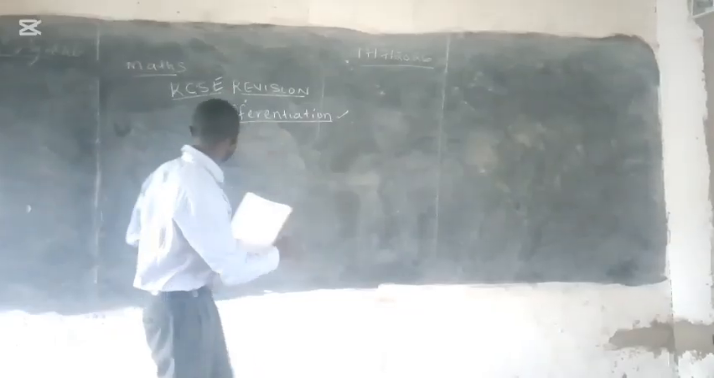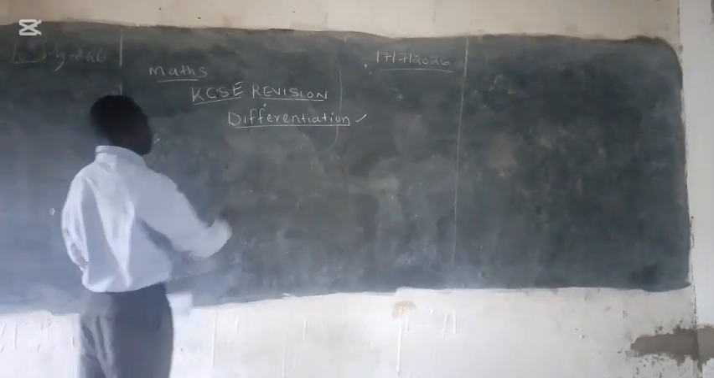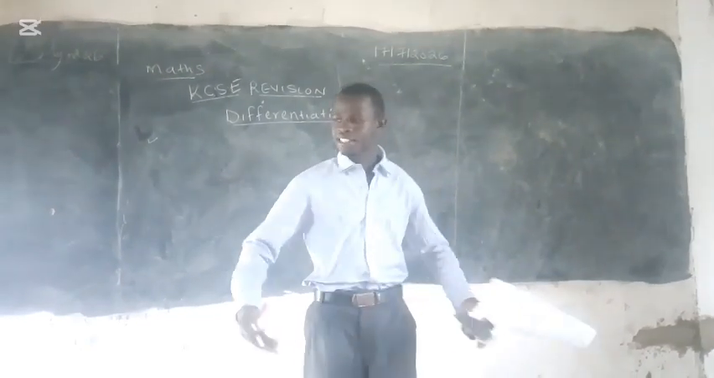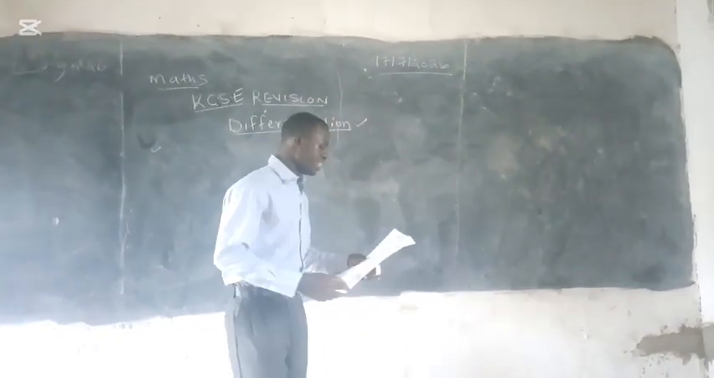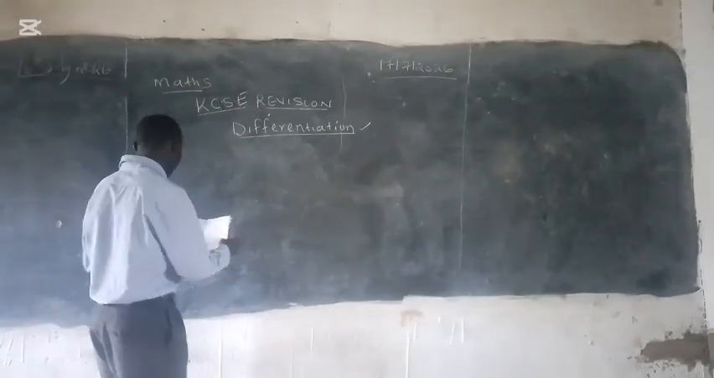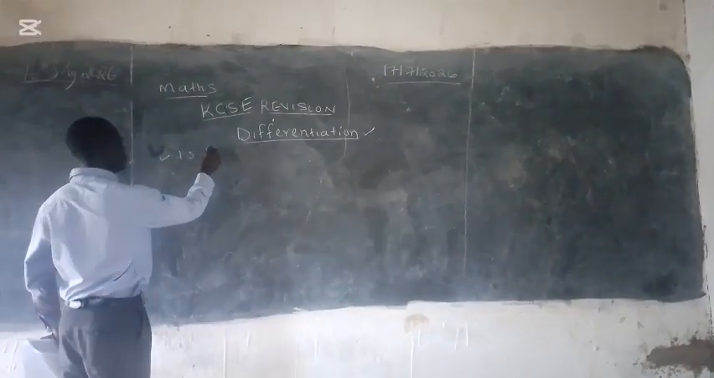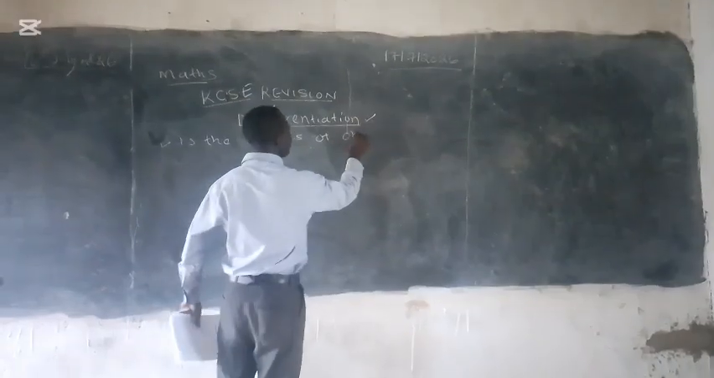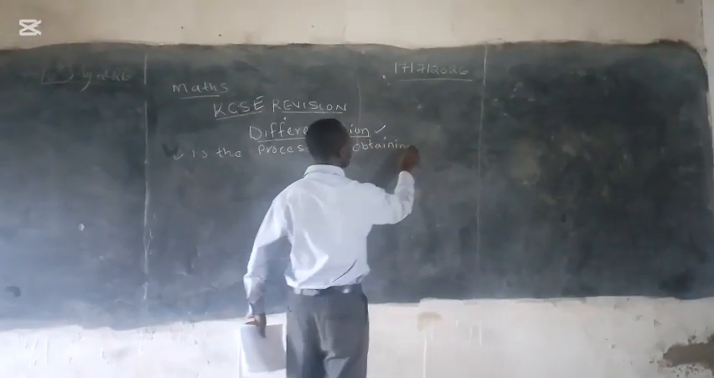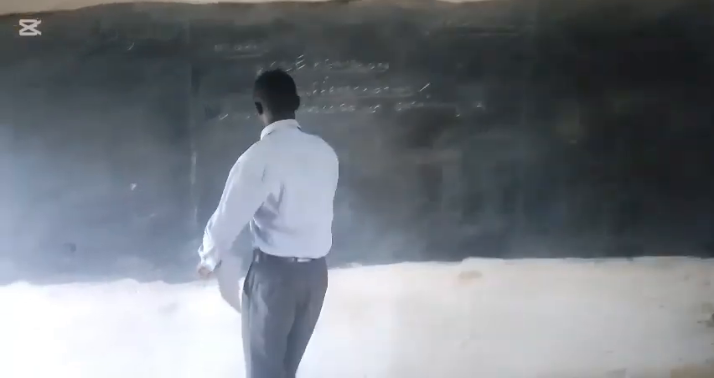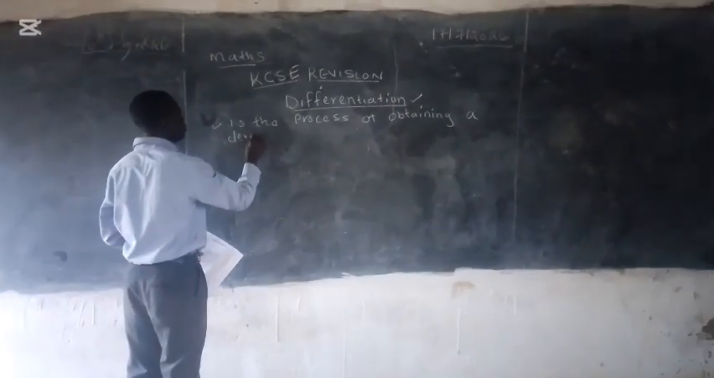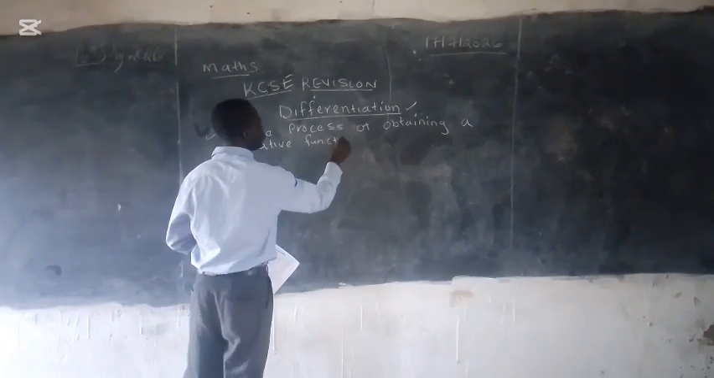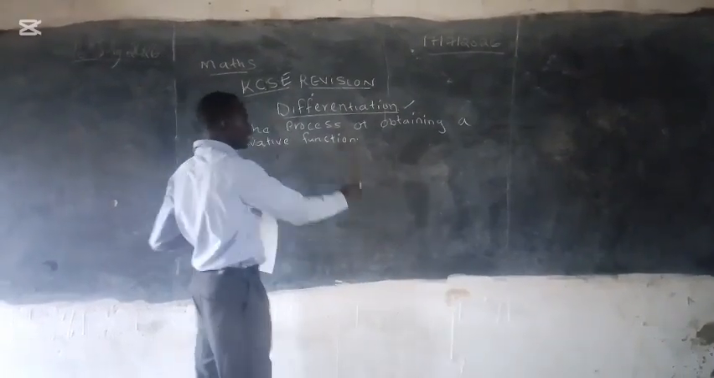Now, to begin, first of all, we need to understand the term differentiation. Students, when you come across differentiation, what does it mean? Number one, we say that it's the process of obtaining a derivative function. The process of obtaining a derivative function.